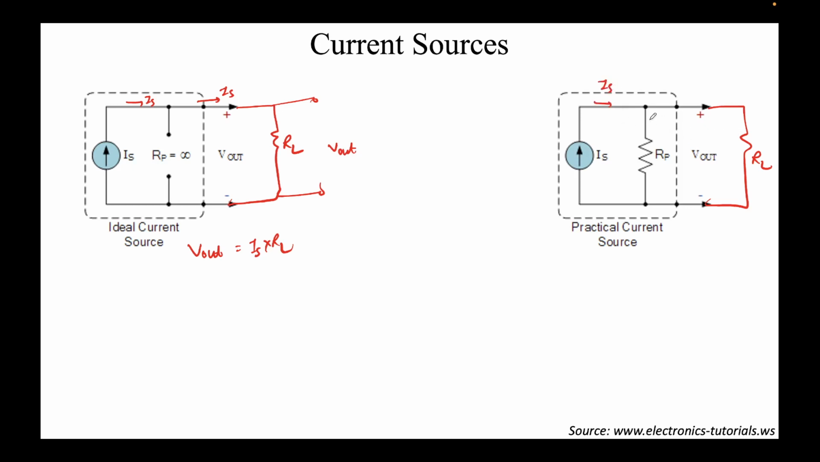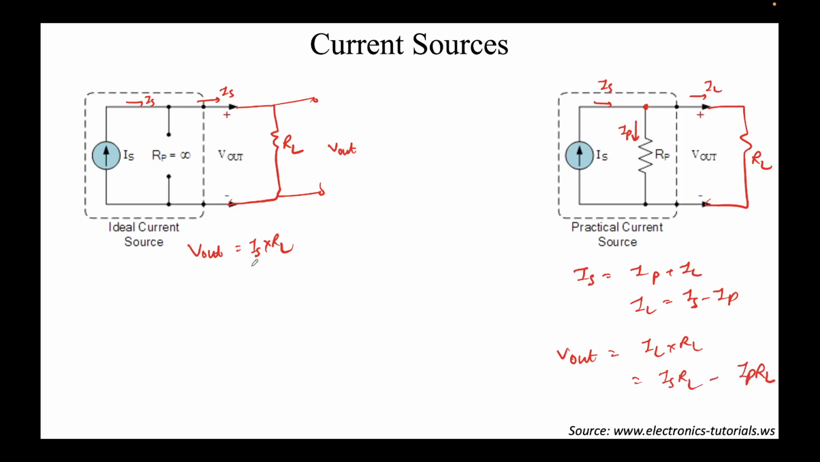If you notice carefully, some of the current will flow here. Let's call this IP, and only IL will flow here. If I apply KCL at this node, I can write incoming current, which is IS, equal to outgoing current, which is IP plus IL. So IL would be IS minus IP, and correspondingly V out will come out to be IL times RL, which is going to be IS RL minus IP times RL.